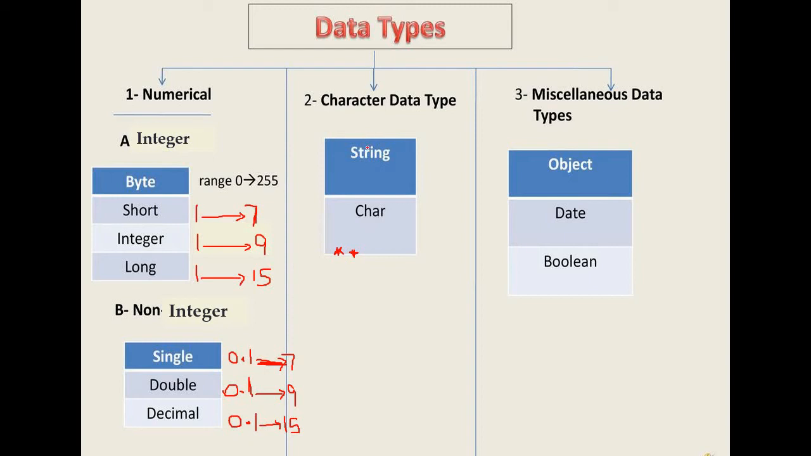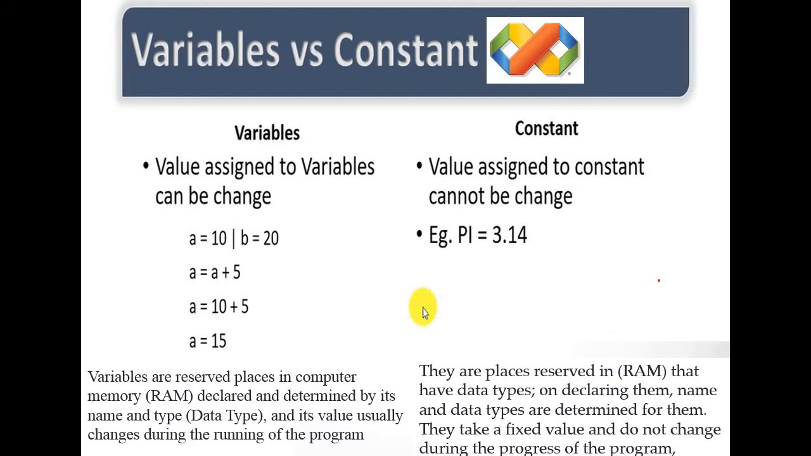The second one is the character data types. String refers to text like a name or address. The others are characters, like stars to hide the data, or secret data like a password. The third one is miscellaneous data like object, like image or pictures, the date, and boolean. These are the data types that we have to understand carefully to write the coding inside Visual Basic.NET.